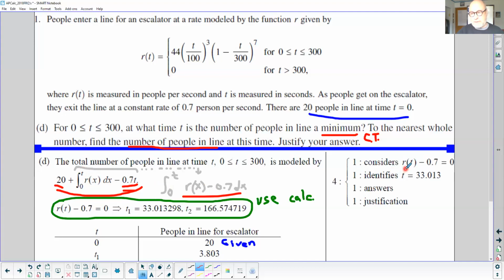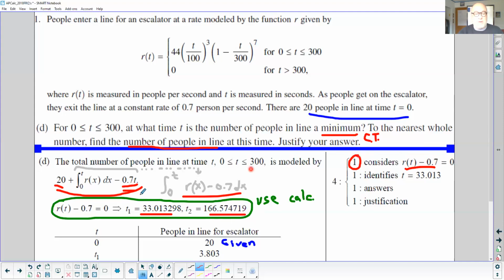So now the question is, how do you get a maximum? The maximum happens in total people in line when the derivative of the line, the rates, which are already given to you, here are your two rates, rate in minus rate out is equal to 0. So you had to kind of figure out that answer. Those answers are 33.013 and 166.574.